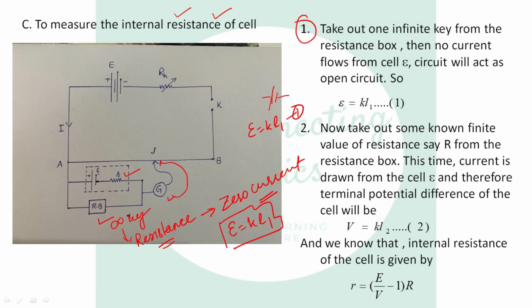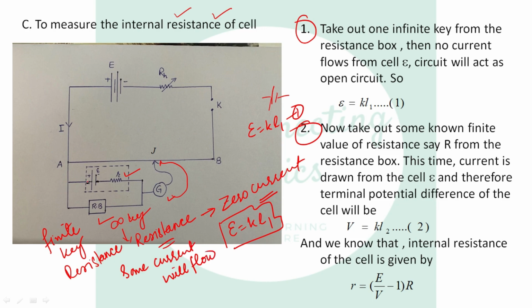Equation number 1. Now step number 2. Now take out some finite key, finite resistance, from this resistance box. Finite resistance means some current will flow through the circuit, from the positive terminal of the cell to the negative terminal. That means some current has been drawn from this cell.